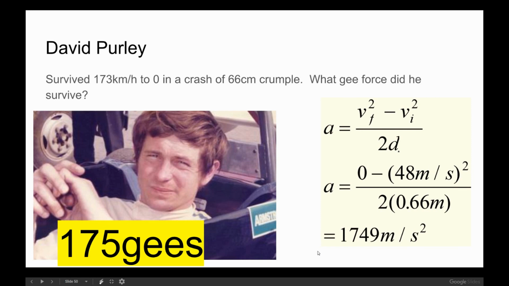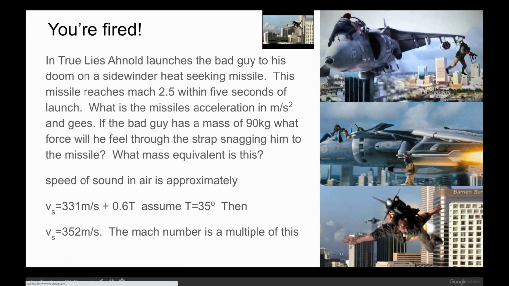So he survived 3 times higher of a G-force than killed the guy in Kick-Ass. But of course, the guy in the video landed on the roof of the cab with his head. This guy was in a car designed to be crashed.